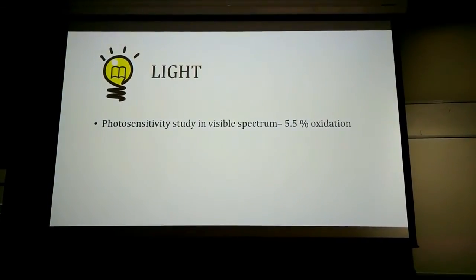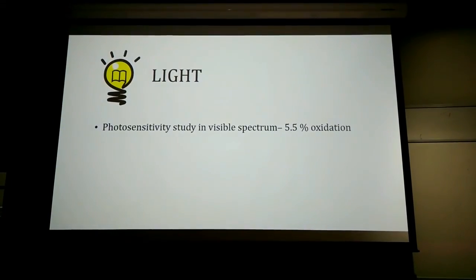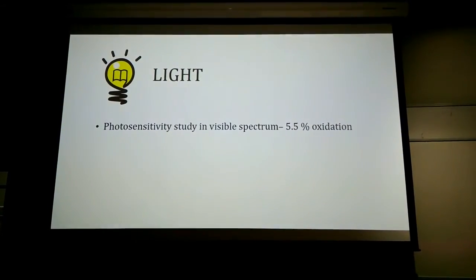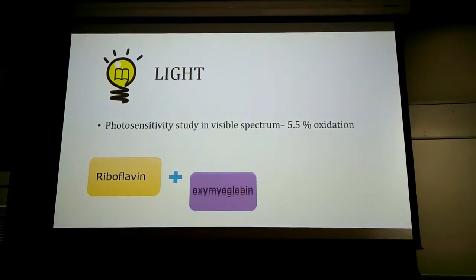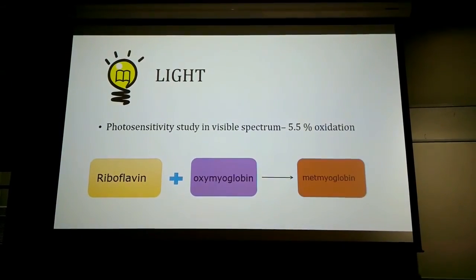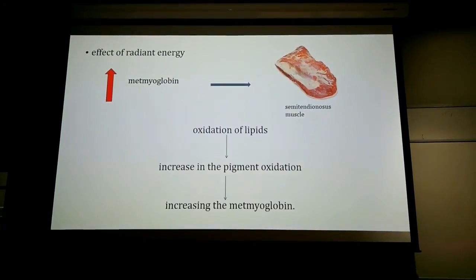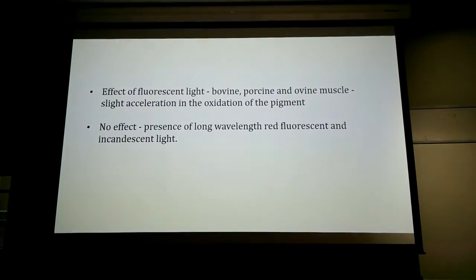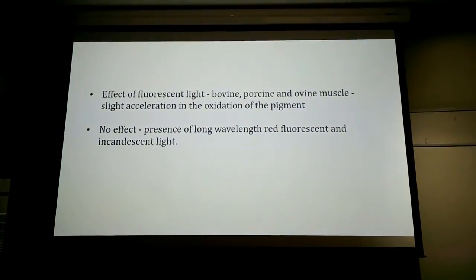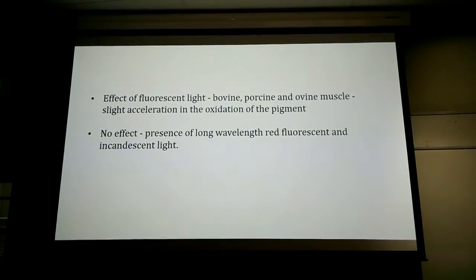Another factor that majorly affects the oxidation of myoglobin is light, which has been reported in many studies. A study of photosensitivity of fresh meat in the visible spectrum revealed that there is no specific wavelength where the oxidation of myoglobin is enhanced. However, 5.5% of oxidation was observed in myoglobin of the exposed sample. It was then justified that a photosensitizer like riboflavin reacts with oxymyoglobin, thereby increasing the oxidation rate to form metmyoglobin. In terms of radiant energy, an increase in metmyoglobin content was observed in muscle. It is hypothesized that the radiant energy leads to oxidation of lipids, which further leads to increase in the pigment oxidation, thereby increasing the metmyoglobin. With respect to fluorescent light, a slight acceleration in oxidation was observed in bovine, porcine, and ovine muscle, while no effect on oxidation was observed in presence of long wavelength red fluorescent and incandescent light.